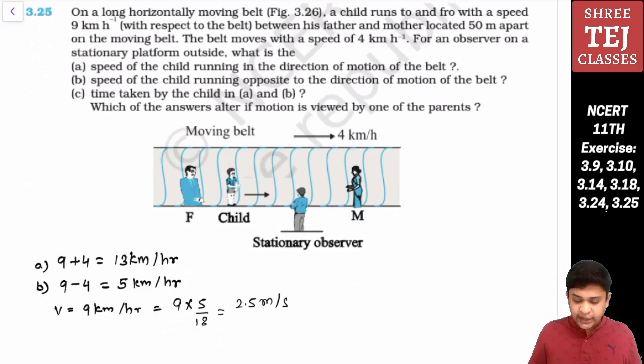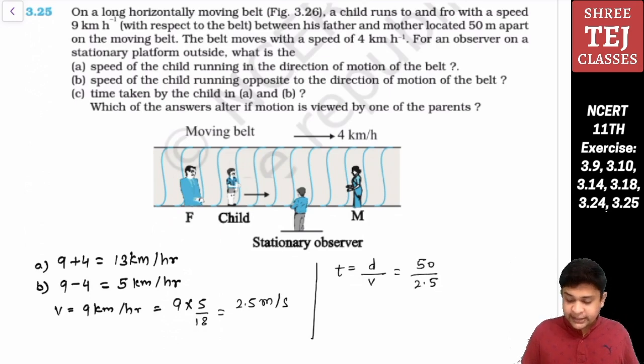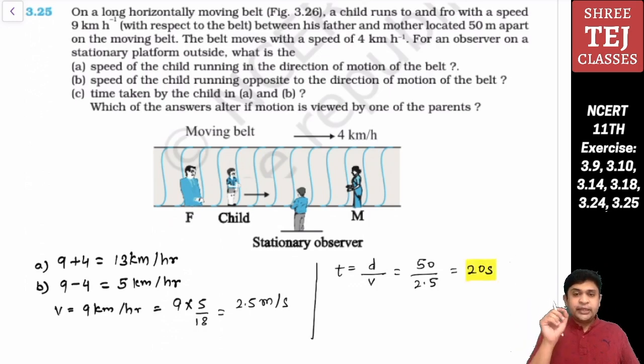So time taken T would be distance between mother and father divided by speed. So distance given is 50 meter, speed is 2.5 meter per second, which will lead us to time to be 20 seconds. So time that the child will take from one parent to other will be just 20 seconds.